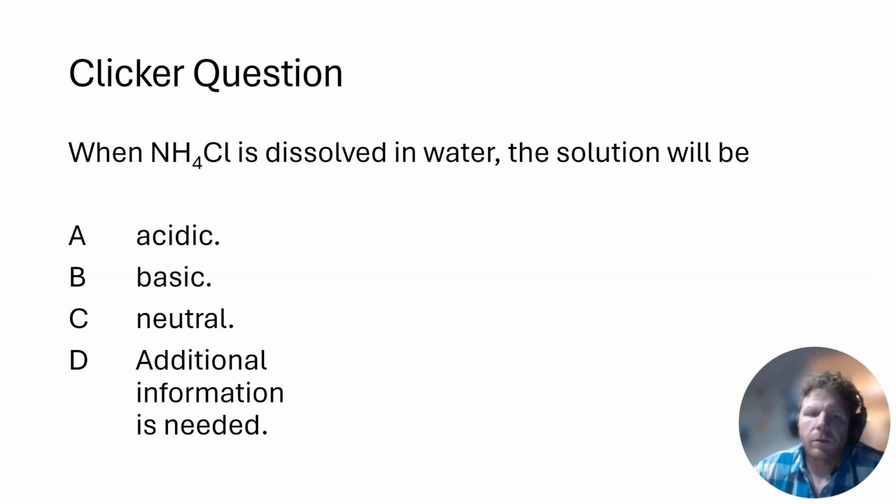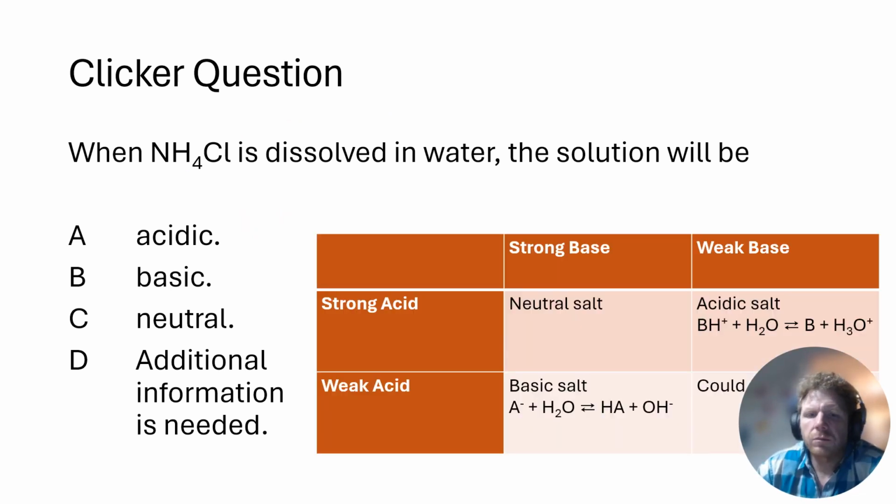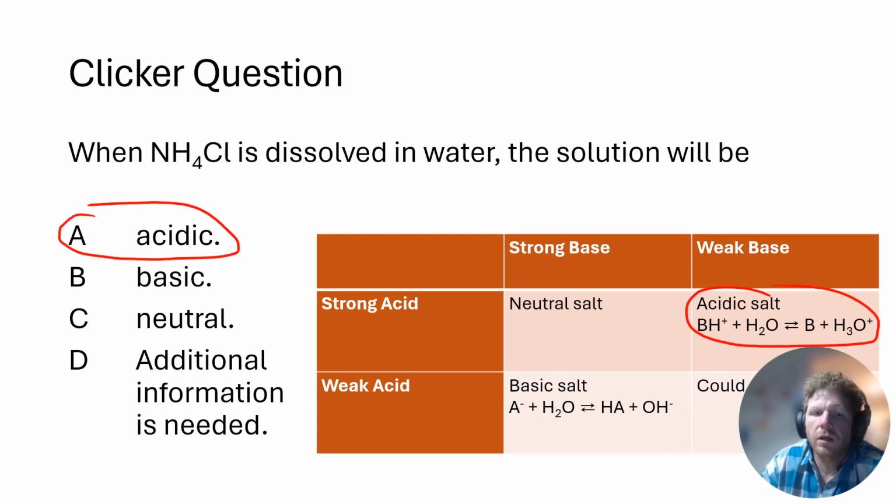Okay, next up, when NH4Cl is dissolved in water, the solution will be acidic, basic, neutral, or additional information is needed. So NH4, the way that I always like to think about this is break these components down. I like to say, okay, NH4OH, ammonium hydroxide, mixed with HCl. Here what we have is a strong acid and a weak base. Strong acid plus a weak base, that's going to give us an acidic salt, so that's going to give us an acidic solution, A.